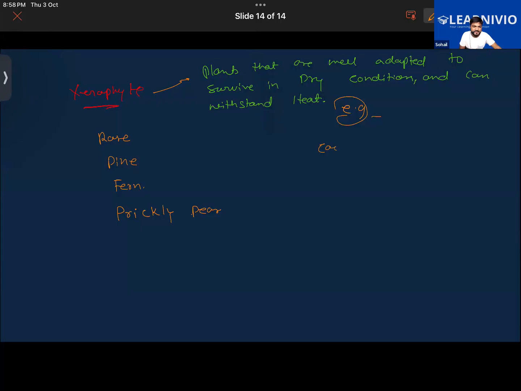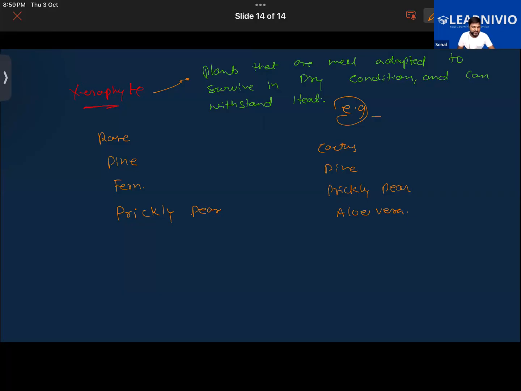Like cactus is an example. You have the examples like pine is an example. Prickly pear, that too is an example of this. Aloe vera. Sir, aloe vera? Yeah, aloe vera is an example. These are some of the examples.